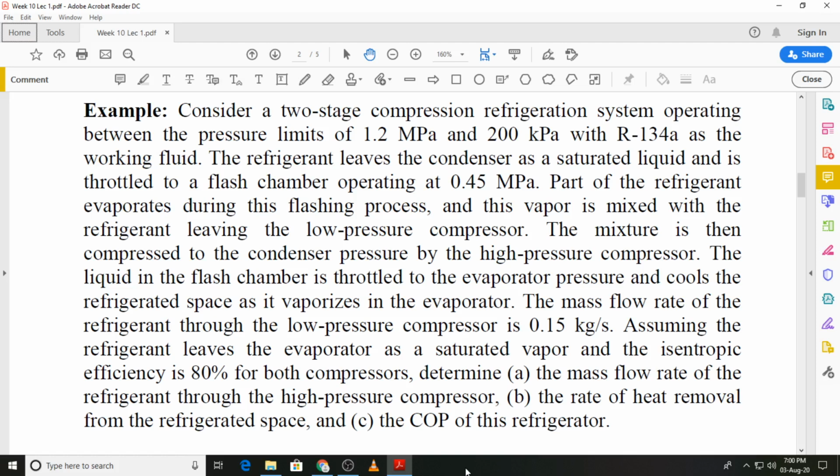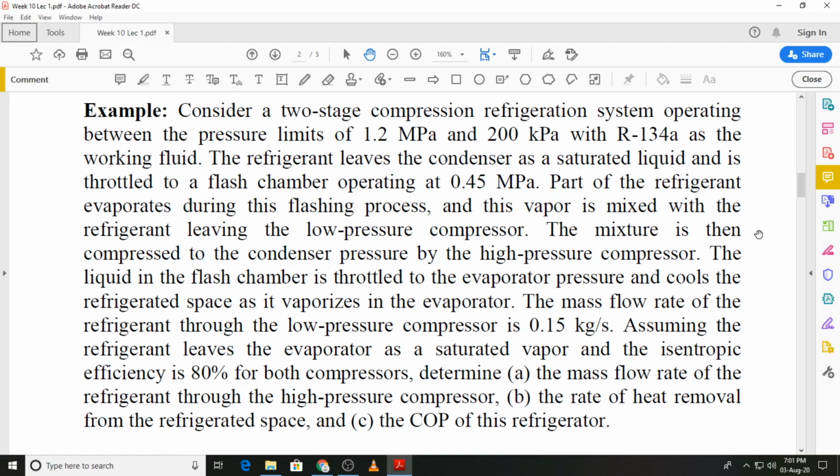Now if you read this next sentence after the 0.45 megapascal value, it tells us that part of the refrigerant evaporates during this flashing process, and this vapor is mixed with the refrigerant leaving the low pressure compressor. The mixture is then compressed to the condenser pressure by the high stage compressor.